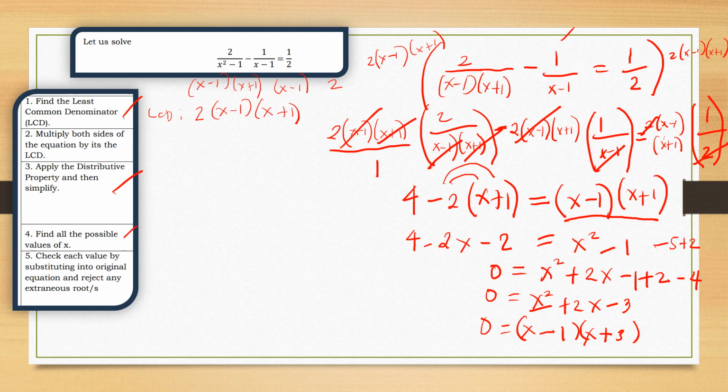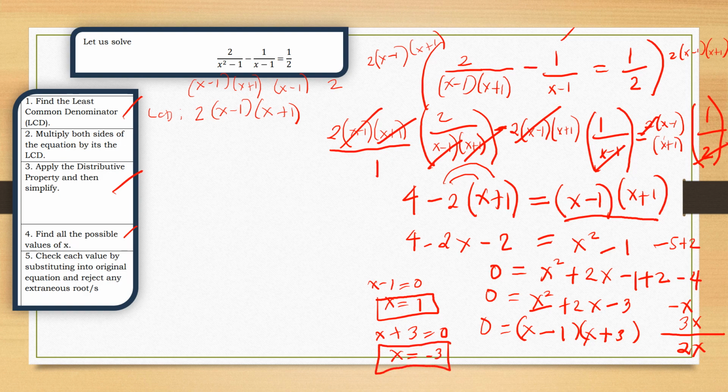Kapag multiply natin ang negative 1 times x is negative x. Tapos, positive x times positive 3 is positive 3x. Kapag inad natin, that's positive 2x. Kaya tama. Since both are equal to 0, we can now equate this into 0 para mahanap natin ang x. X minus 1 is equal to 0. So, x is equal to positive 1. And then, ito yung isa sa root. X plus 3 is equal to 0. X is equal to negative 3. Ito yung isa sa root.